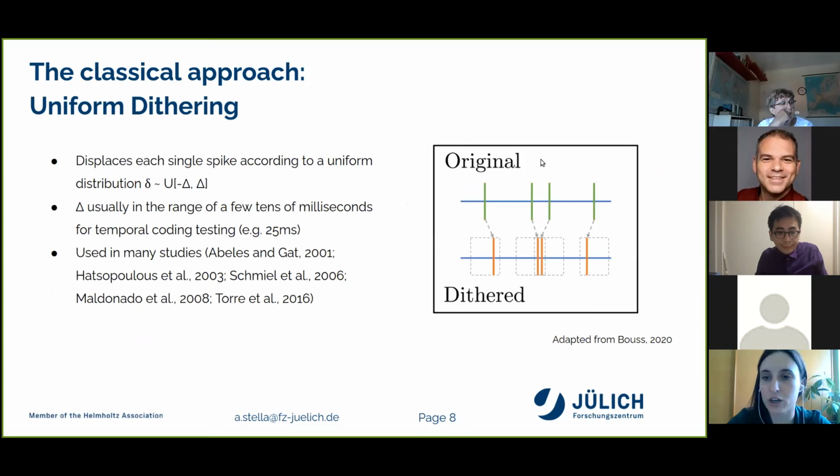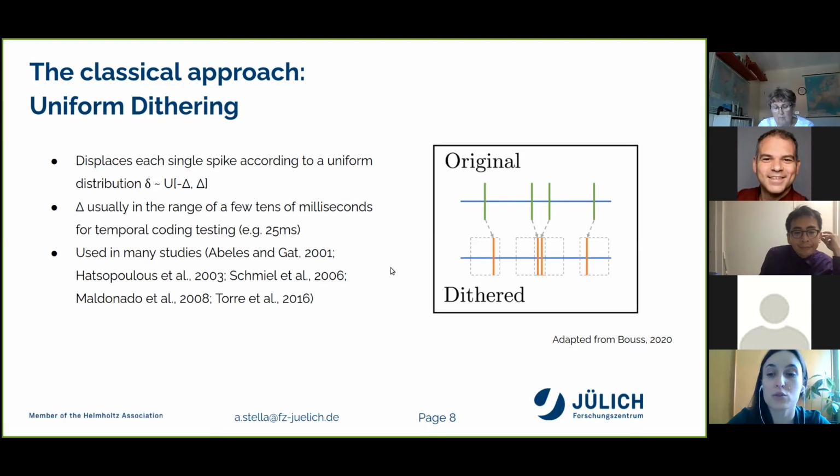Remember that we want to generate surrogates from continuous time spike trains. Uniform dithering consists in the displacement of each single spike according to a uniform distribution of a parameter that is usually in the range of a few milliseconds for temporal coding, and it has been used in many studies. Again, this is the classical approach that does not take into account the biological characteristics of experimental spike trains.